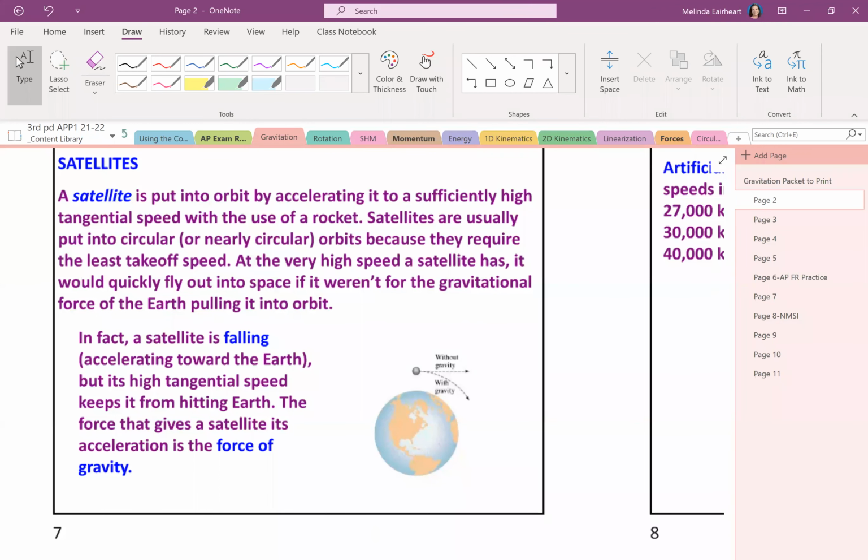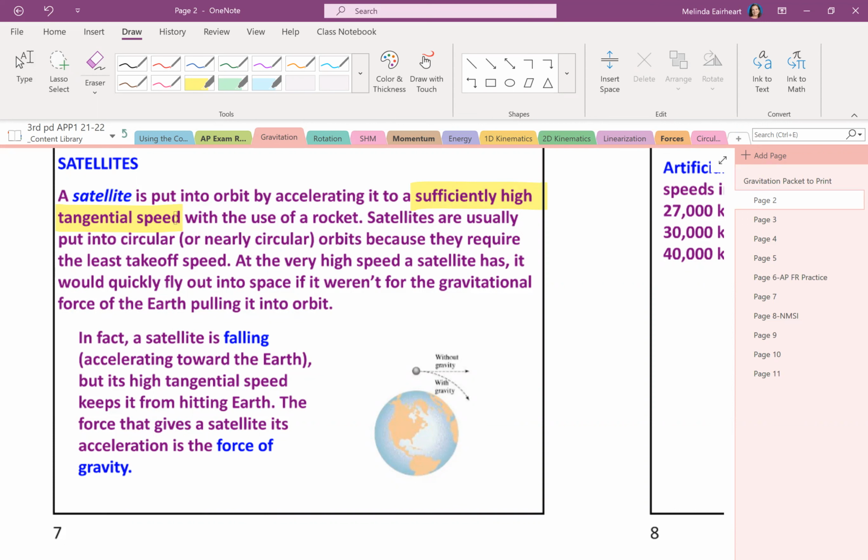Okay, so satellites orbit by accelerating to sufficiently high tangential speeds with the use of their rocket. So they can control it if they need to, I assume. I've never been in a rocket ship. I tell my son, don't leave Earth, so I better not leave Earth myself.